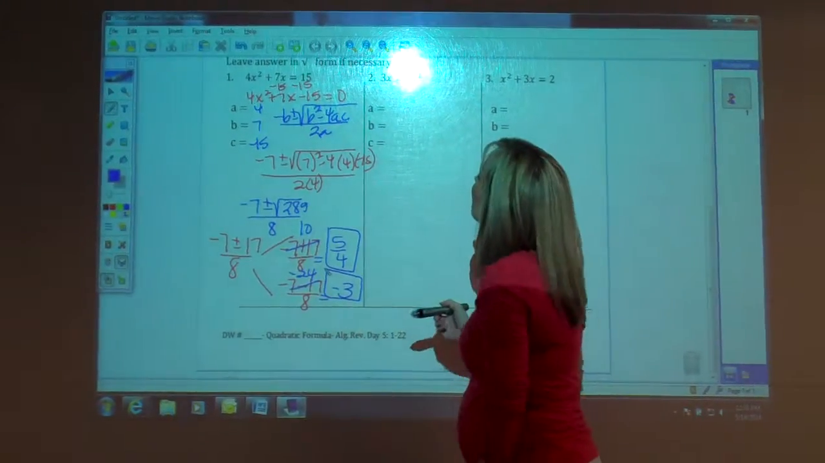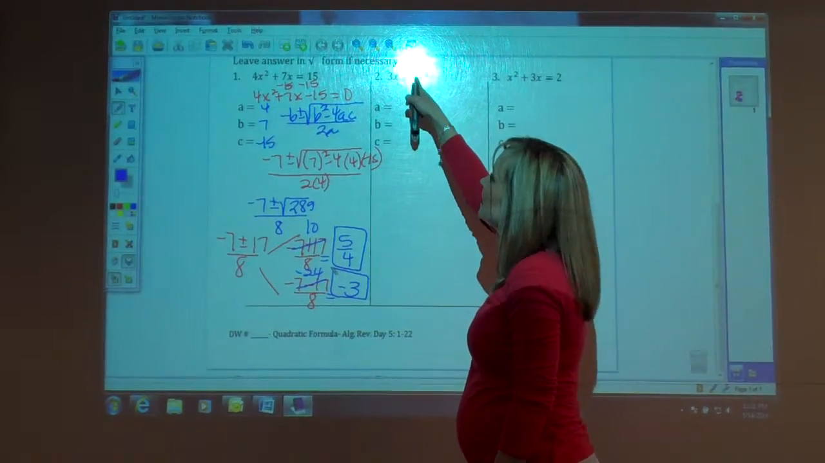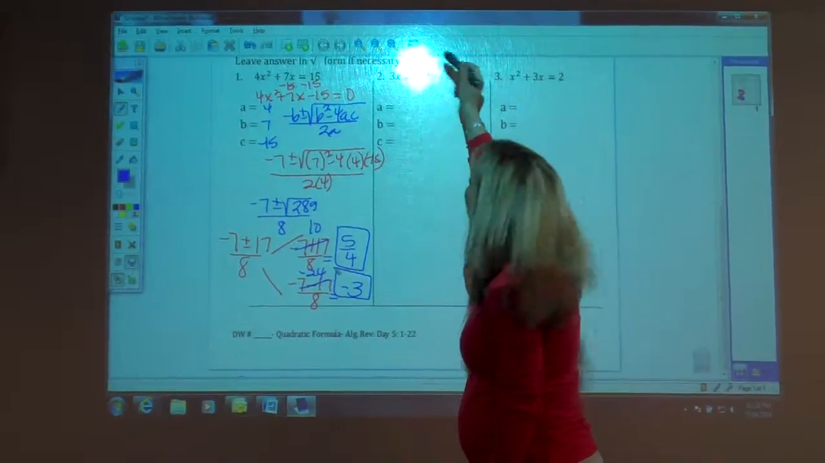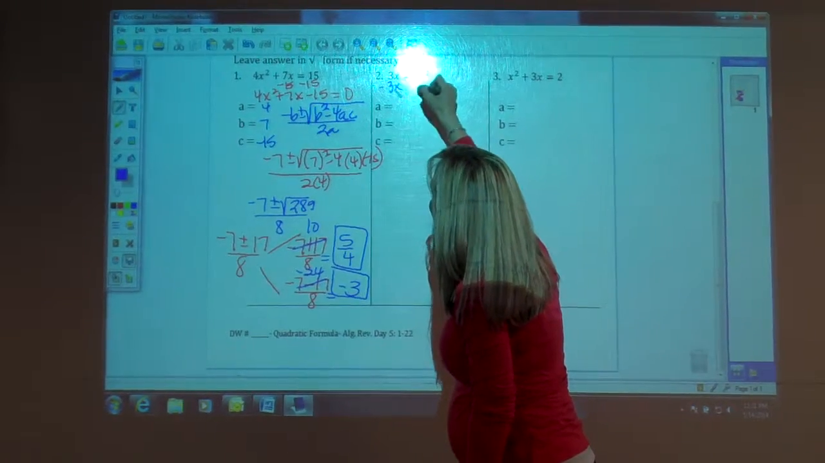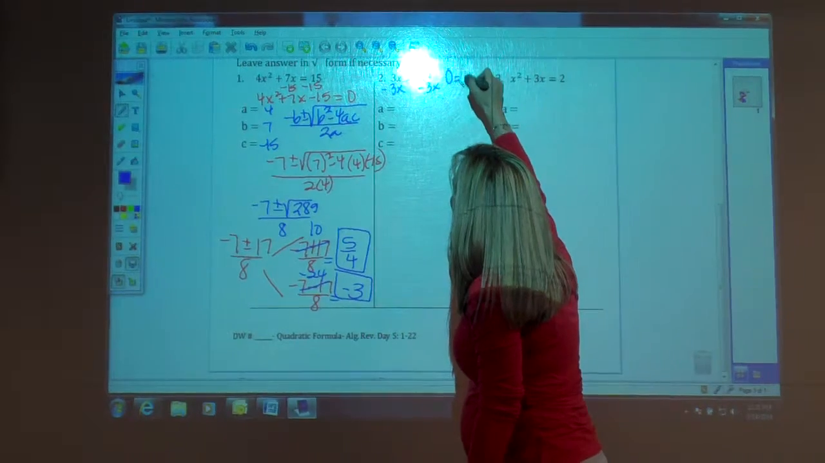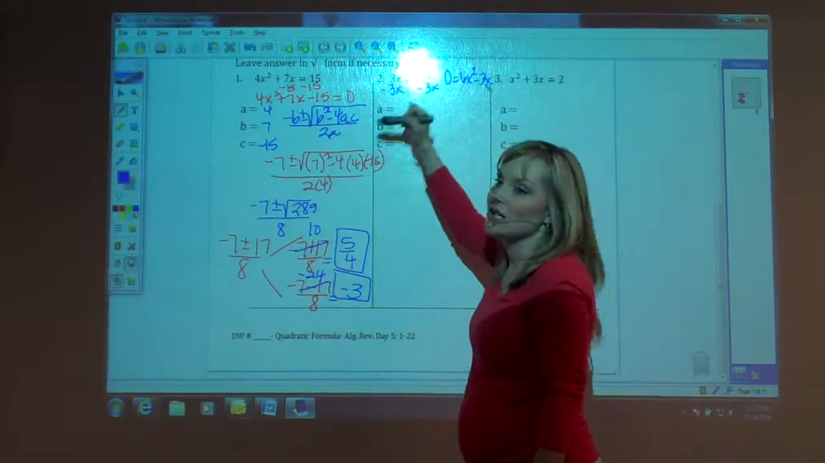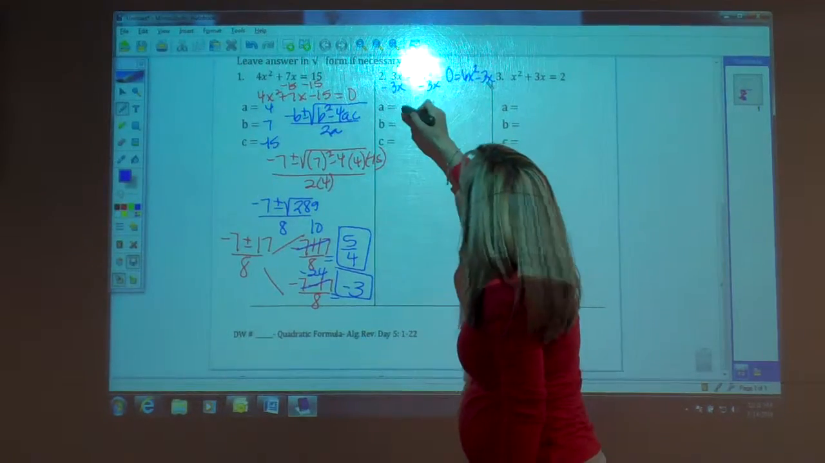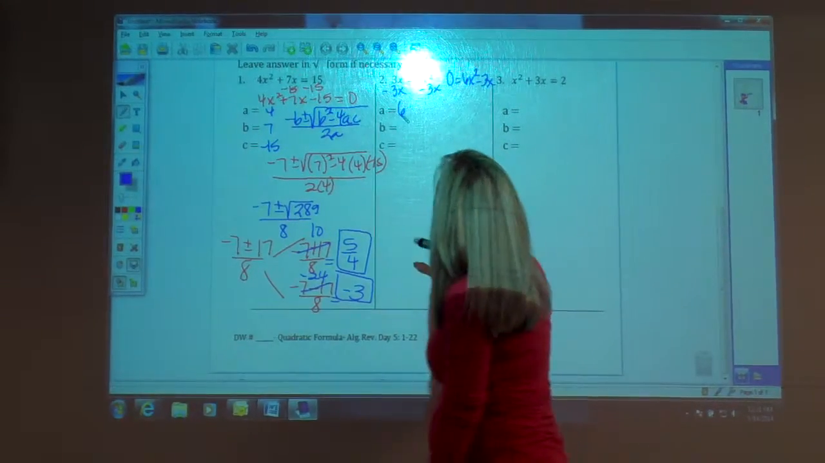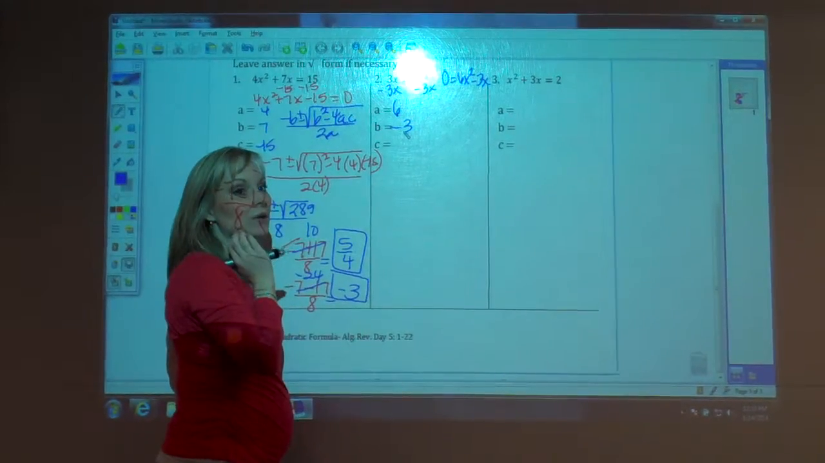Again, set it equal to 0. I'm going to keep this 6 here because it's A and it's positive. So I'm just going to move this 3x over, okay? So my problem now reads 0 equals 6x squared minus 3x. So tell me, what is my A? A is 6, my B is negative 3, and what about my C?